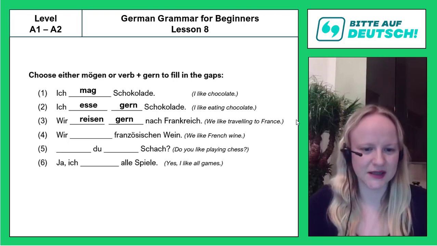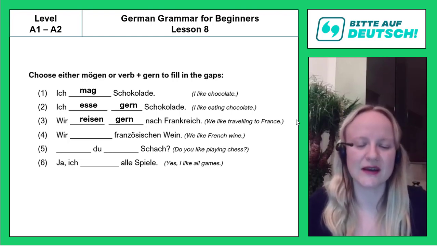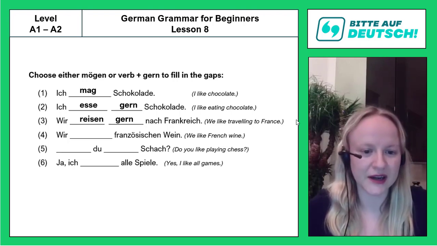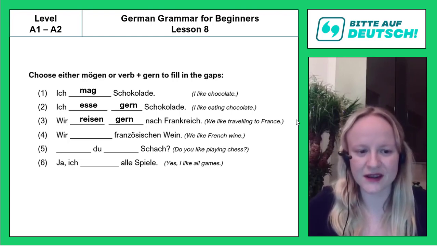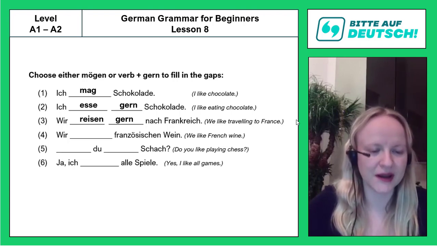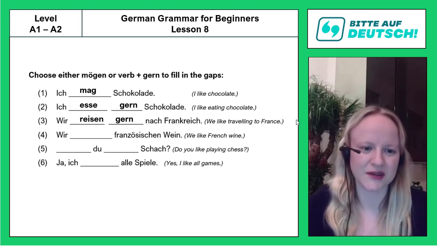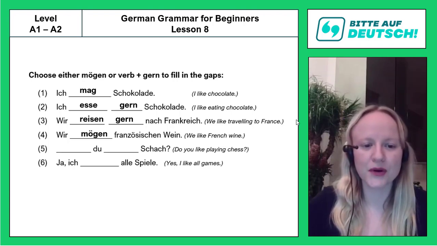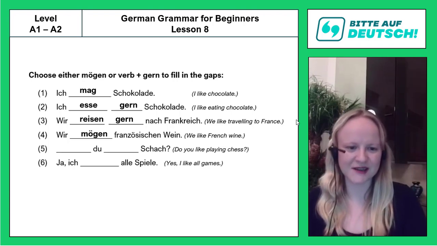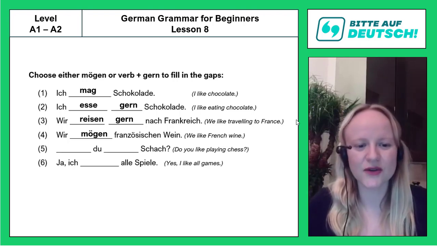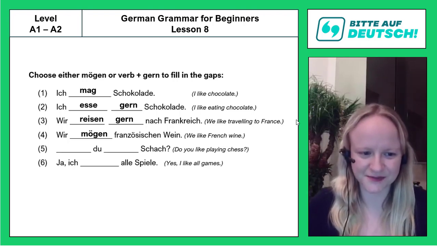However, comparing that to sentence number 4, we want to say that we like French wine. Here again an object or a thing. Therefore we will use the verb mögen, which we conjugate for first person plural. Wir mögen französischen Wein.